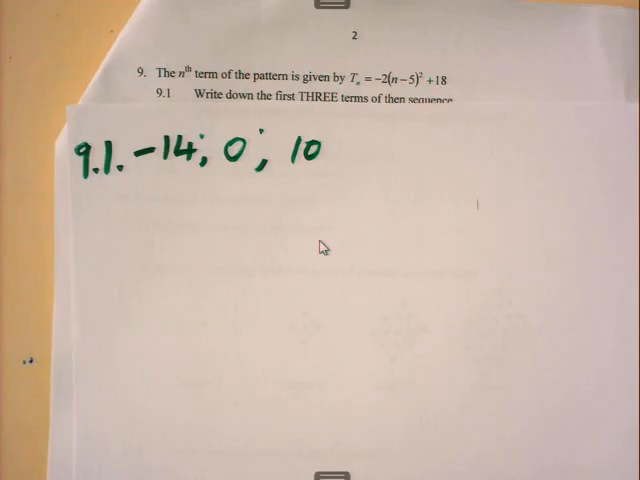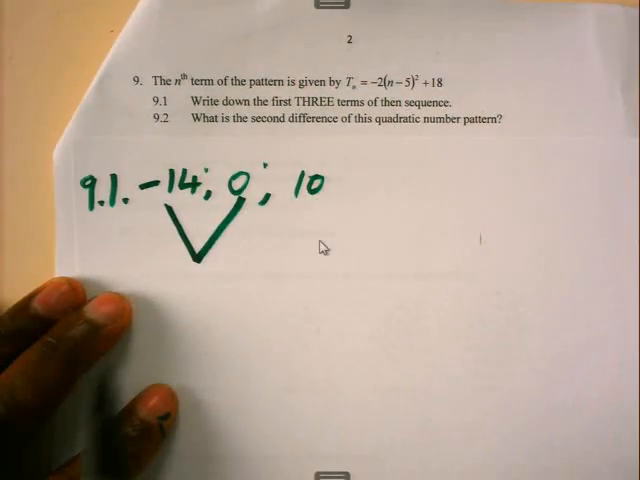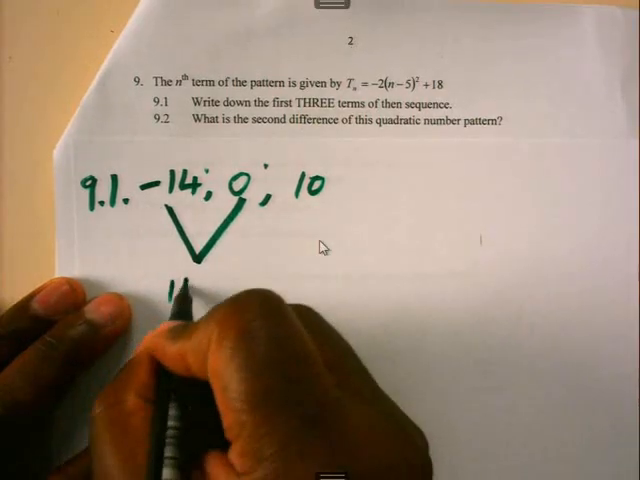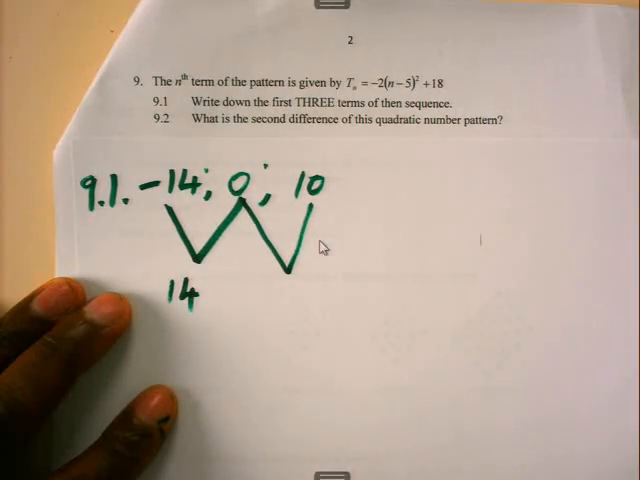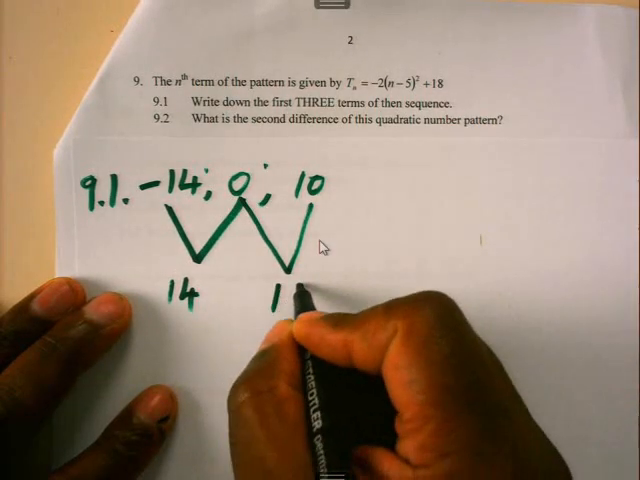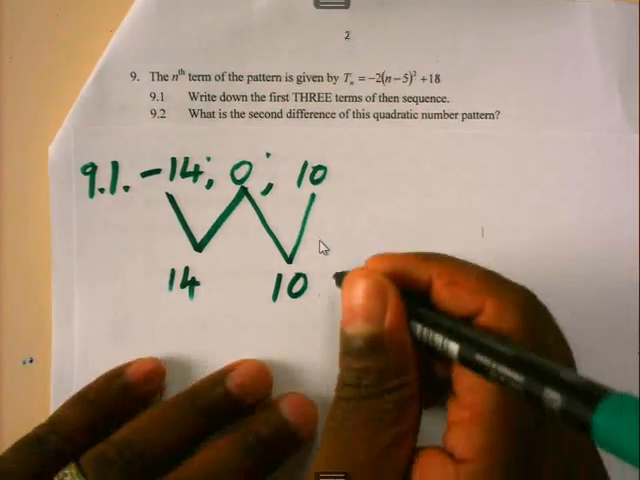Let's check 9.2. What is the second difference of this quadratic number pattern? All we have to do is to determine the first difference, and then determine the second difference. This is the first thing: 0 minus negative 14, you've got 14. 10 minus 0 is 10. This is the first difference.